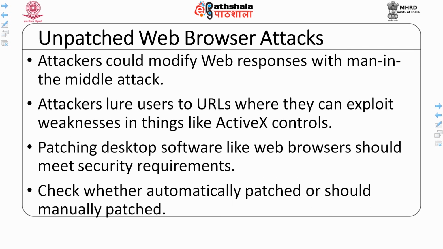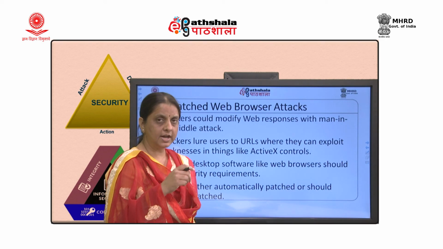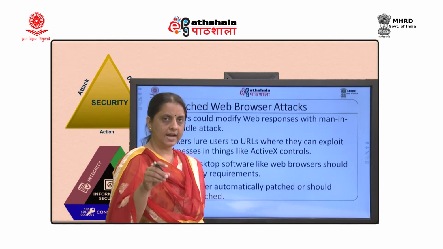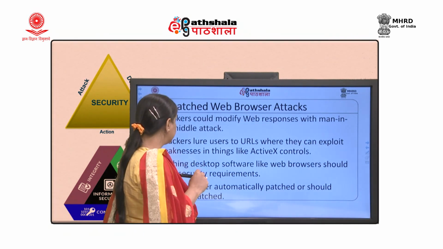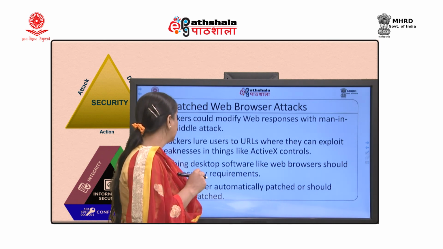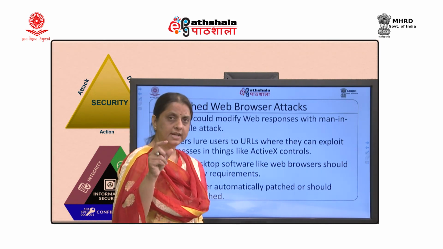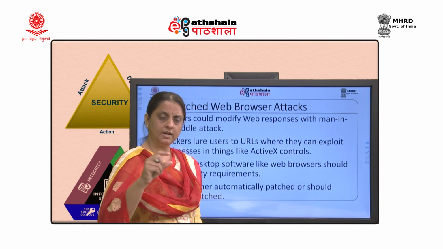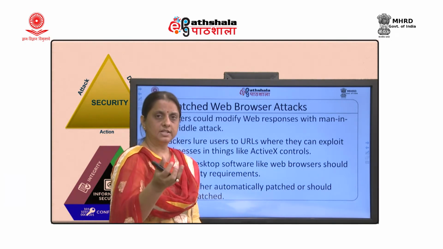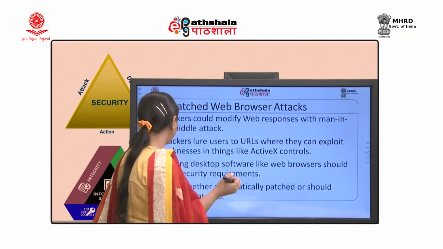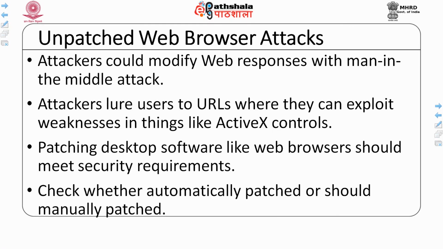Now, the second is unpatched web browser attacks. To get you in sync with my discussion, we started with client level threats. The first one was cross site scripting. The second is unpatched web browser attacks. Now, attackers can sit in the middle when the data is being transmitted over the internet or over any network. They just take the data from the middle. Attackers lure the users to URLs where they can exploit weaknesses in things like ActiveX control.